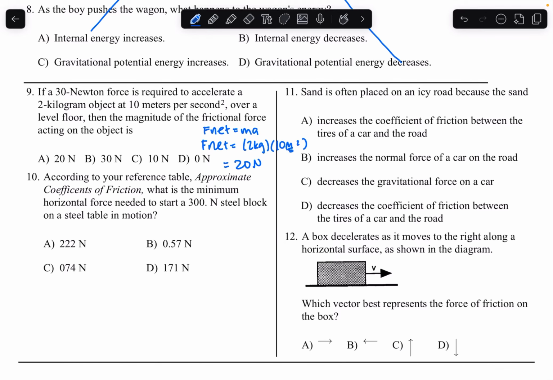Let me draw this out. So this is the box, right? It says that there's a 30 Newton force here, and there's a net force of 20 newtons. So that has to be a 10 Newton force holding it back. So the frictional force is this 10 Newton force.